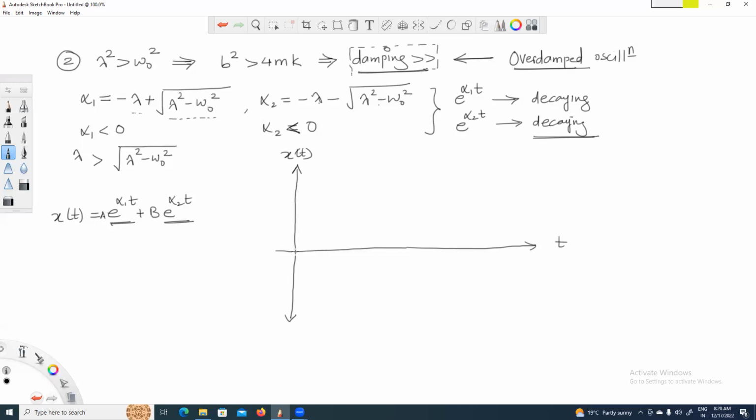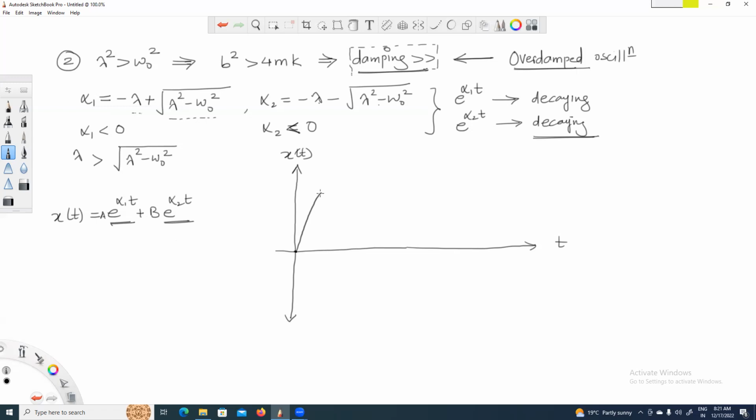So if I look at the solution, suppose my displacement is starting from 0, first of all it will grow, but there is no oscillating term inside this solution. Like in our previous case for the underdamped oscillation, we had a sinusoidal term and a decaying term. That's why our sinusoidal oscillations kept oscillating within this decaying function. But here we don't have any sinusoidal or periodic term. We just have the decaying term.